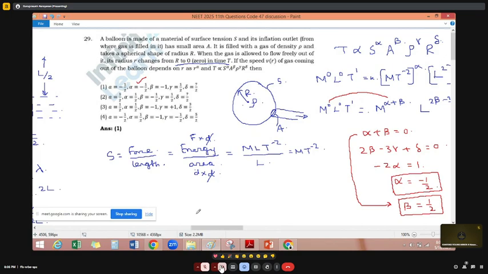Are we making any mistakes here? Alpha, beta, minus 2 alpha, minus 1 by 2, correct. Okay, minus 1 by 2 goes on the other side, so plus 1 by 2.